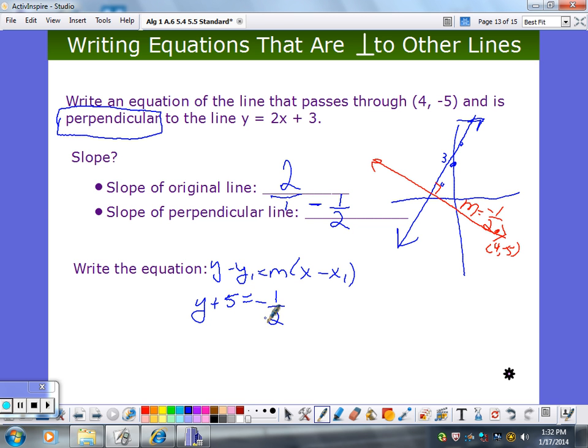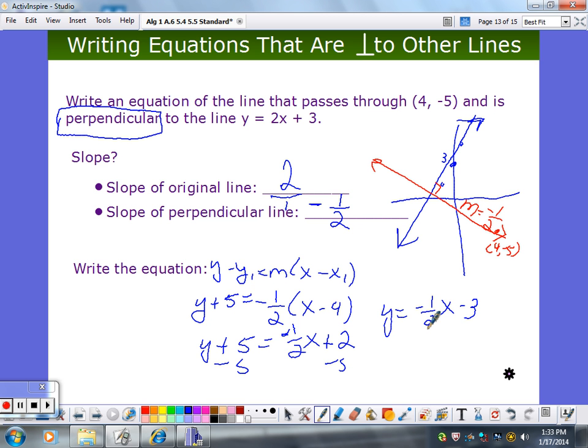So let's see, x minus 4. So y plus 5 equals negative half x, negative times negative, right? Positive. Half of 4 is 2. Subtract 5, subtract 5. y equals negative half x minus 3.